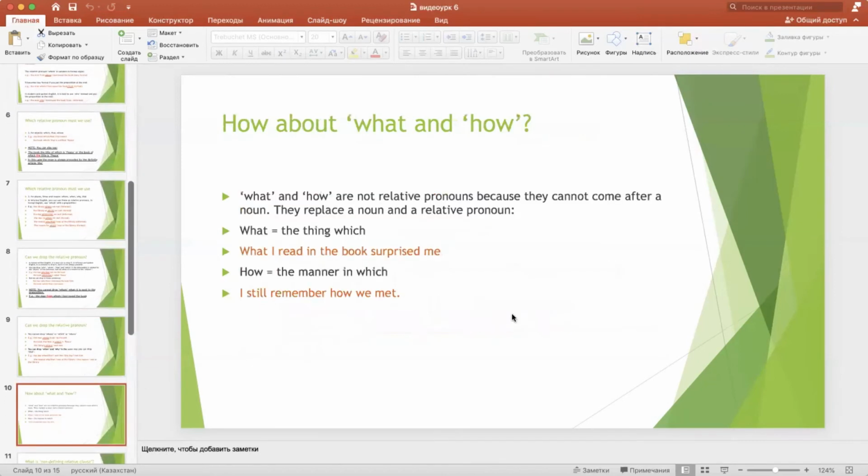The next thing. So what about the words what and how? So what and how are not relative pronouns because they cannot come after a noun. They replace a noun and a relative pronoun. What is equal to the thing which. What I read in the book surprised me. How is equal to the manner in which. I still remember how we met.